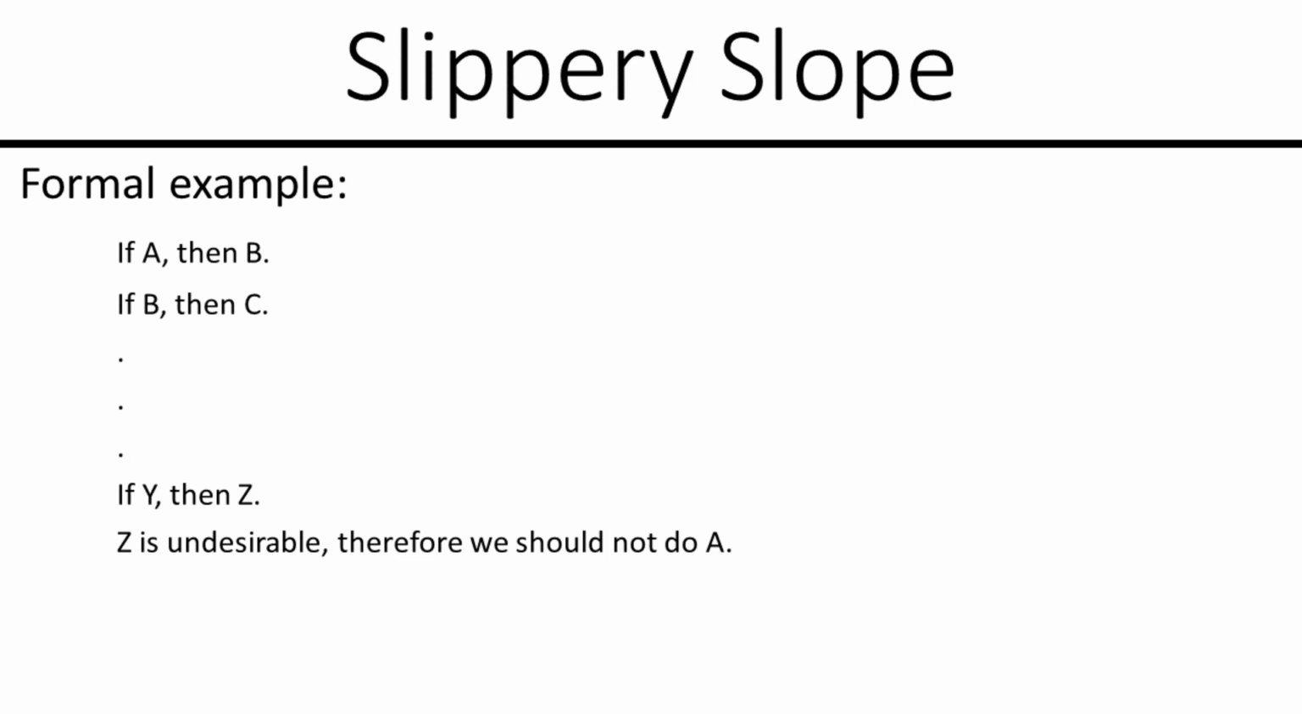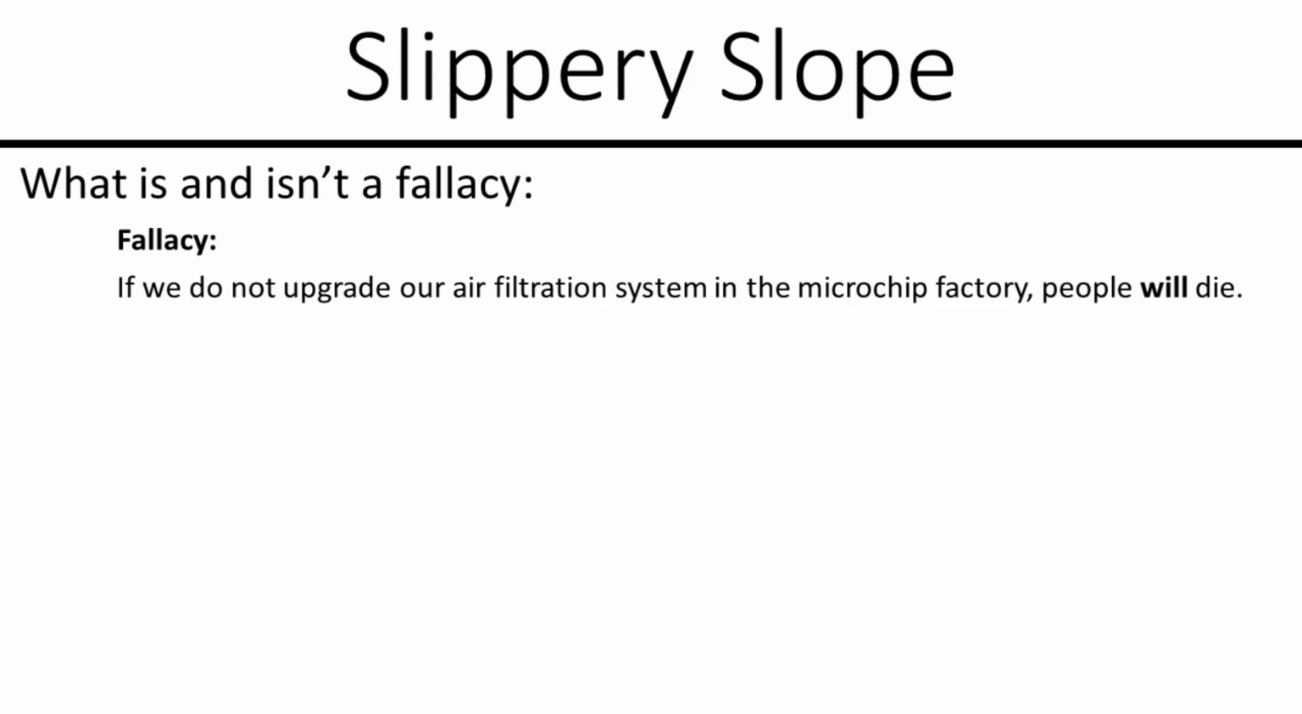A formal example for a slippery slope fallacy is: if A, then B; if B, then C; and so on until if Y, then Z. Z is undesirable, therefore we should not do A. A real-life example is, if we do not upgrade our air filtration system in the microchip factory, people will die.